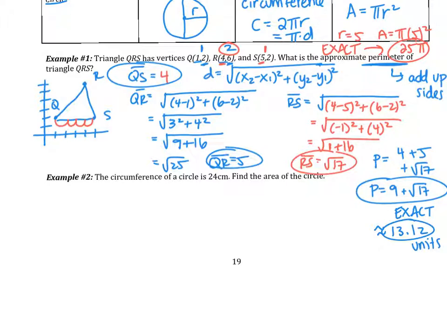Okay, going on to example 2. The circumference of a circle is 24 centimeters. Find the area of that same circle. Okay, circumference, remember? That's the same as perimeter. We say circumference for a circle, though.